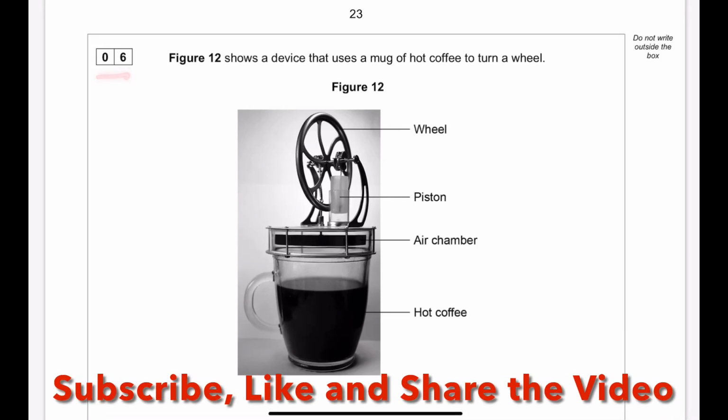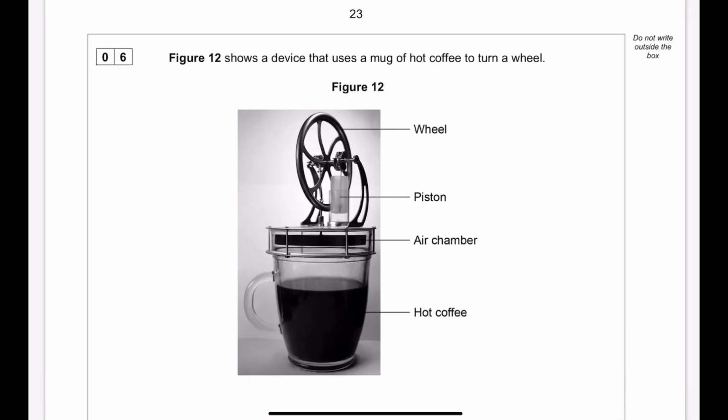Question number 6. Figure number 12 shows a device that uses a mug of hot coffee to turn a wheel. If we look into figure number 12, we can see that the hot coffee is present in the cup. The air above the coffee is getting hot because the heat is transferred from the hot coffee to the air molecules.